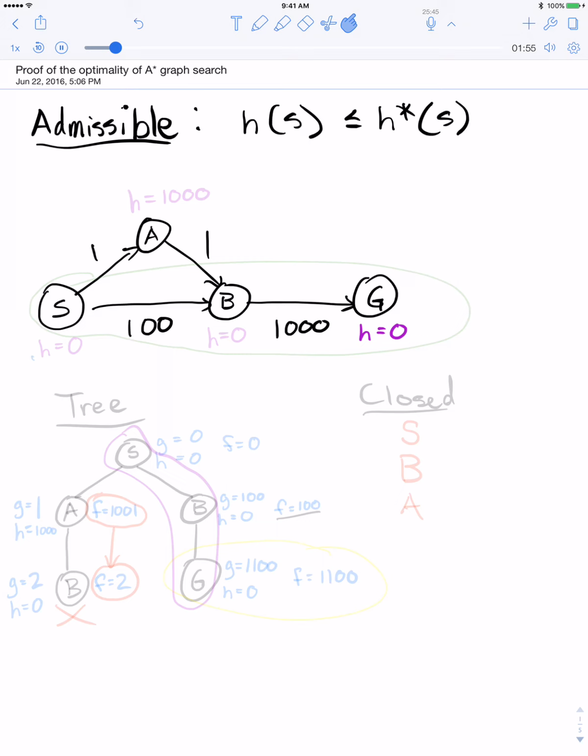Now everywhere else, we're free to set the heuristic to be whatever we want, subject to that constraint. I'm going to choose H to be equal to 0 at all three of these. It's an underestimate, so that's fine. And I'm going to choose H to be equal to 1,000 right here. Notice that from A to get to G, you have to go from A to B, and then from B to G. So this is still an admissible heuristic. Now let's run A-star graph search and see what happens.